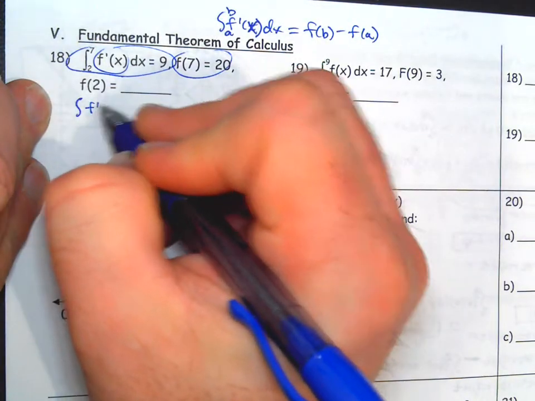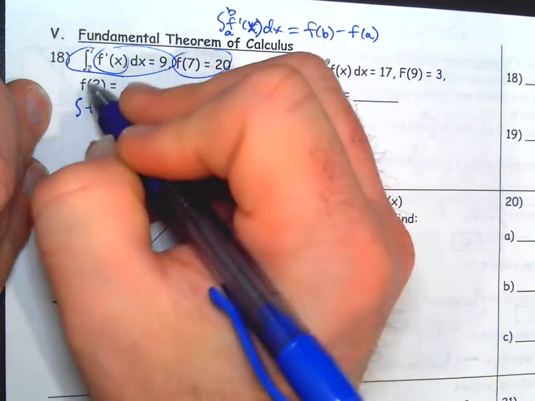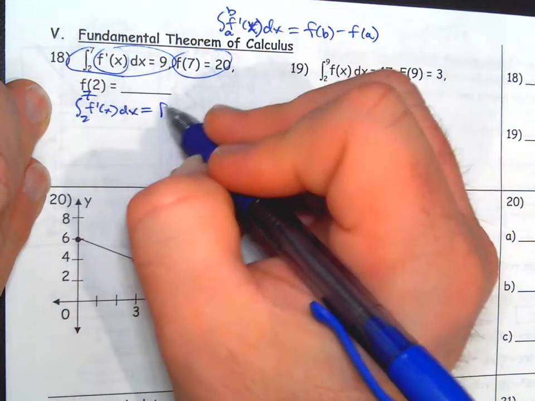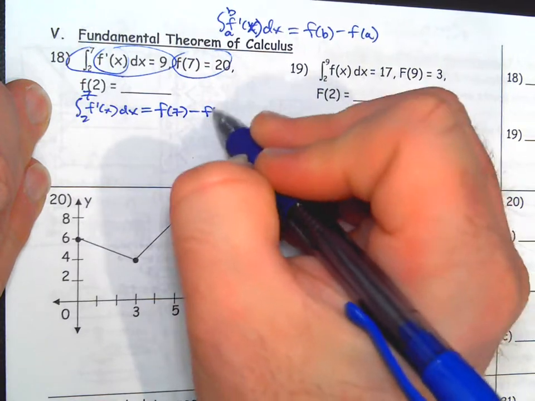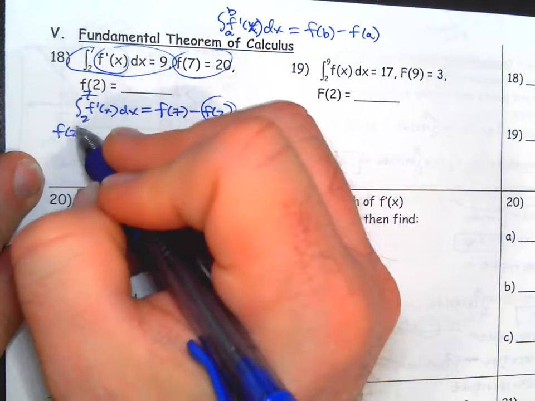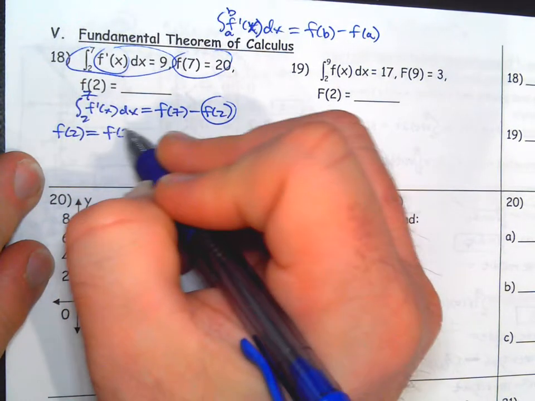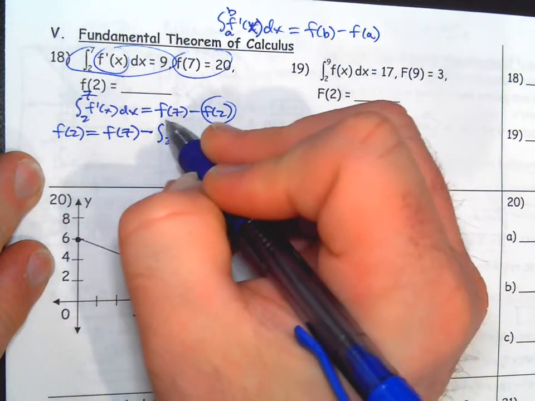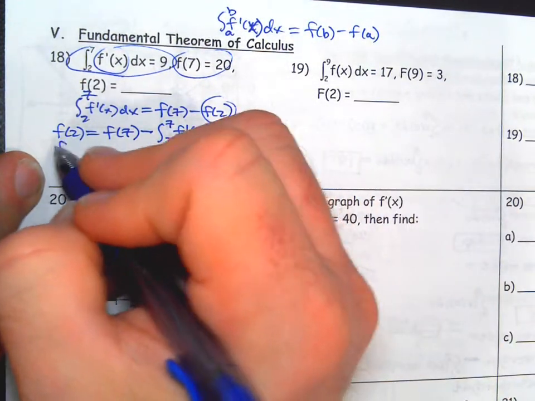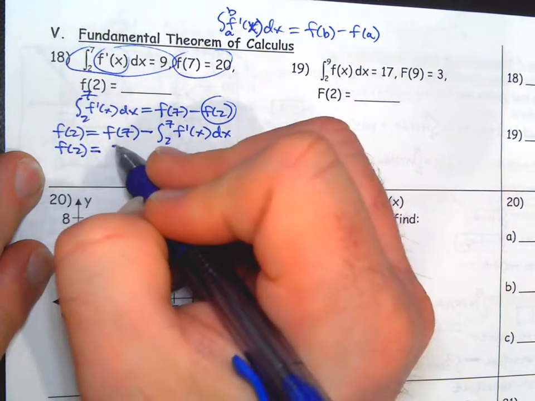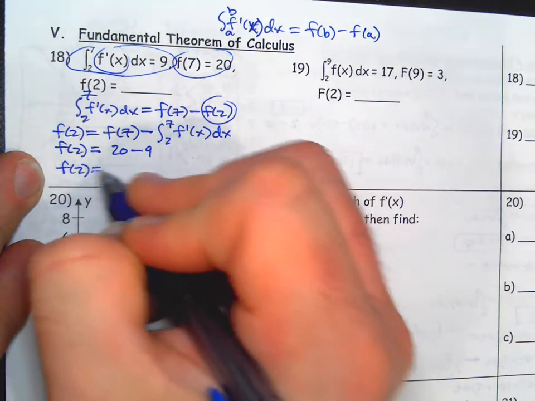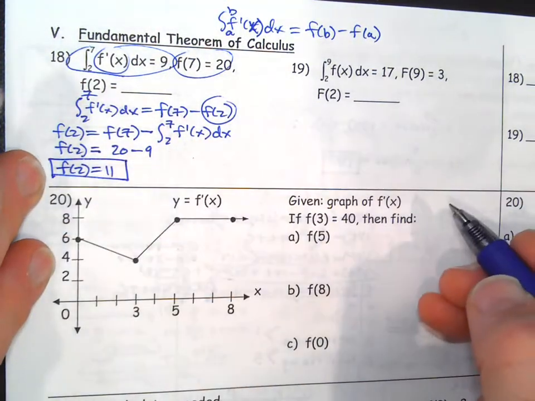So if I integrate f prime of x dx from 2 to 7, you want to use the value that you know and the value you want, but smallest to biggest. You get f of 7 minus f of 2. This is work you need to show. You want f of 2, so you add it over here and subtract that back over. To me, this is critical for knowing that you know how to do the calculus. Then we plug the values in. f of 7 is 20. This integral I just gave you was 9. So f of 2 equals 11. That's how we're going to do these.